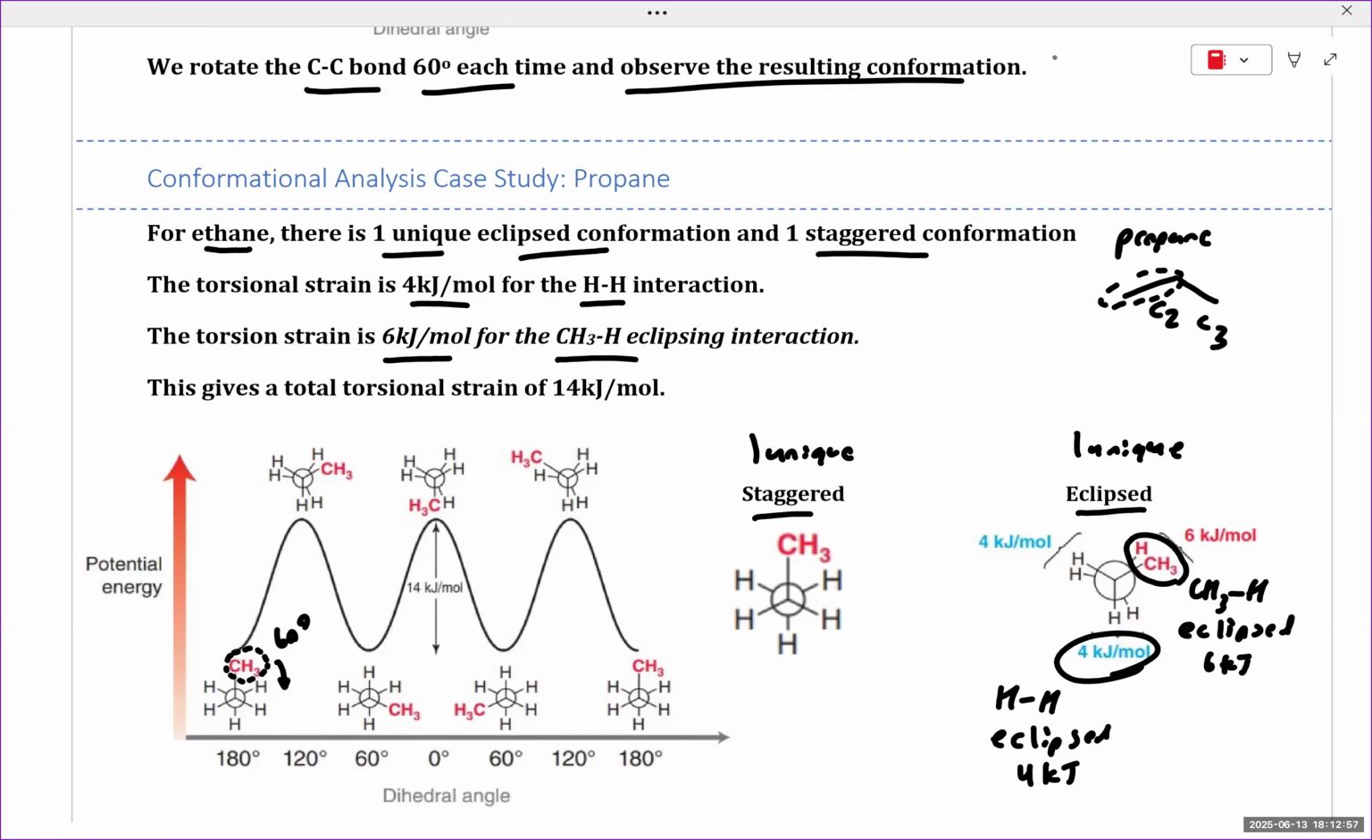So this methyl-hydrogen eclipsing interaction is 6 kilojoules, while a hydrogen-hydrogen eclipsed interaction is 4 kilojoules. In total, the difference in energy between the staggered and eclipsed conformations of propane is 14 kilojoules per mole. This represents the barrier to rotation. The energy barrier that must be surmounted to rotate your carbon-carbon bond and get this higher energy conformation is 14 kilojoules per mole. The larger the barrier to rotation, the more difficult it is to surmount the barrier and effectively rotate your carbon-carbon bond and access potentially some of these higher energy conformations.